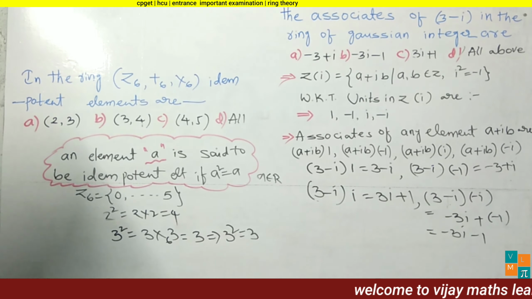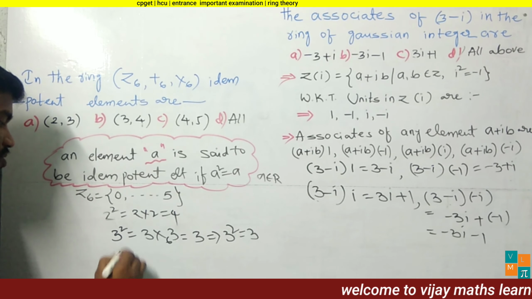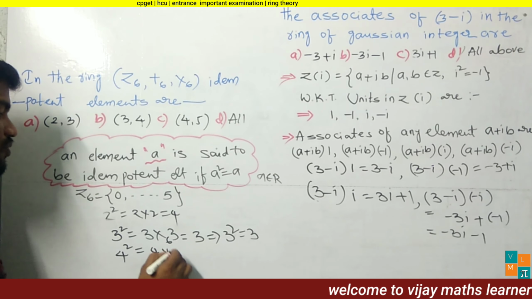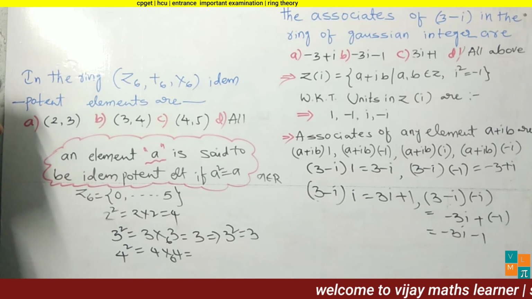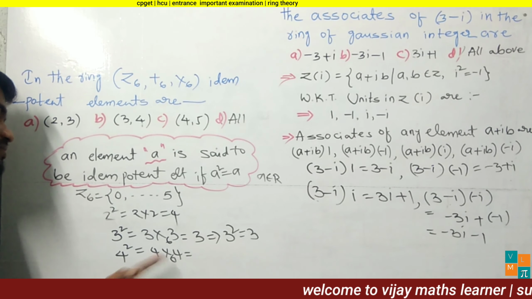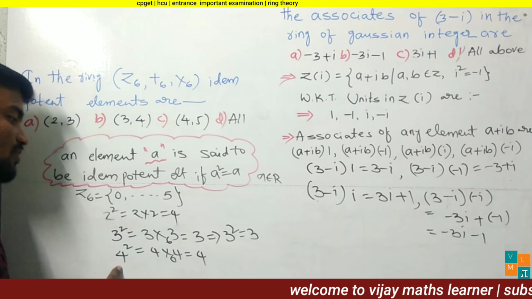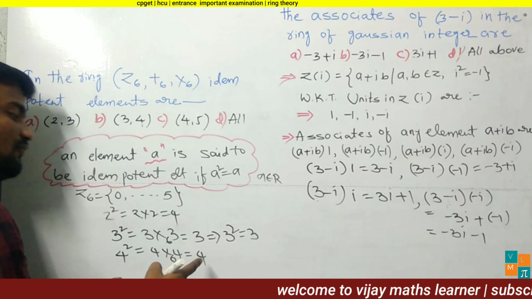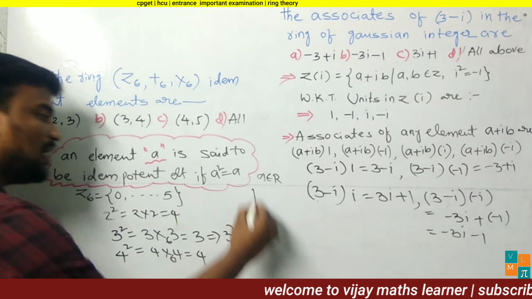3 is an idempotent element of Z6. Next, we have 4. Check 4. 4 squared equals 4 into 4 modulo 6. 4 fours are 16, divided by 6. What do we get? The remainder is 4. 4 squared equals 4. Then 4 is also an idempotent element.